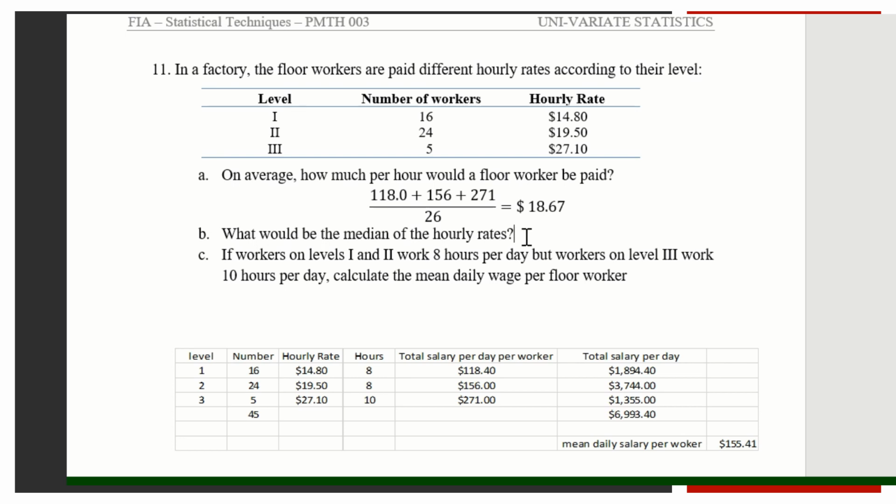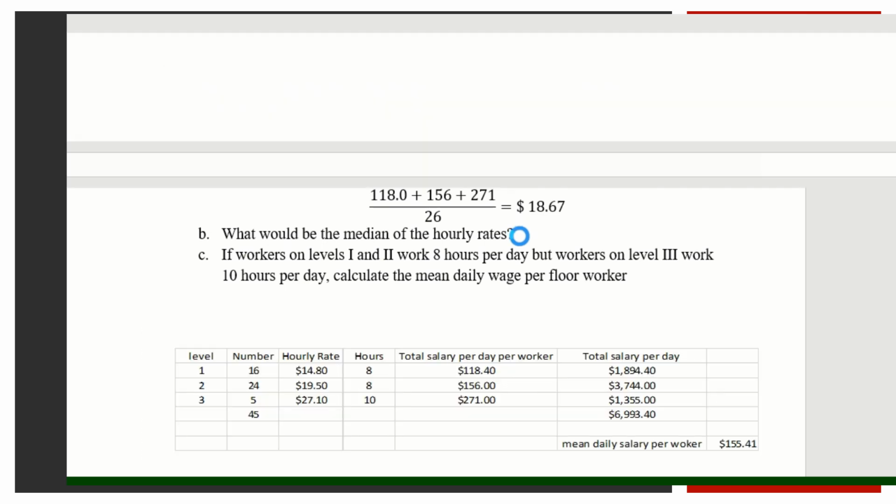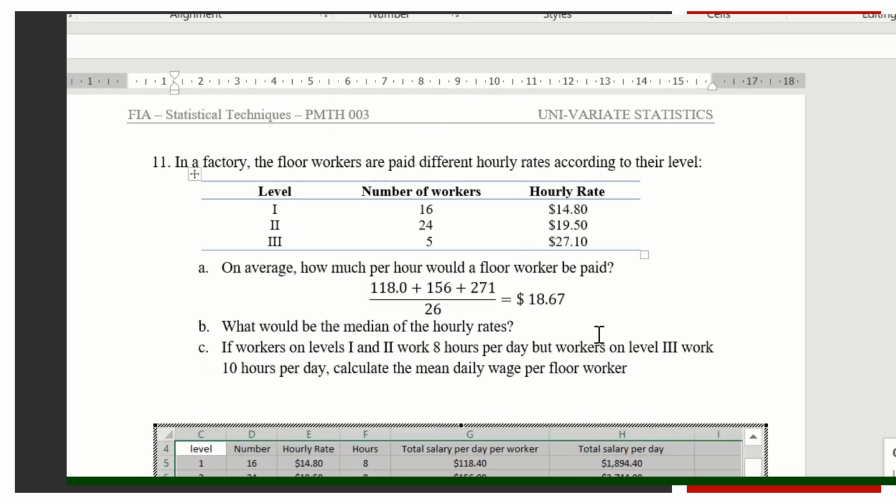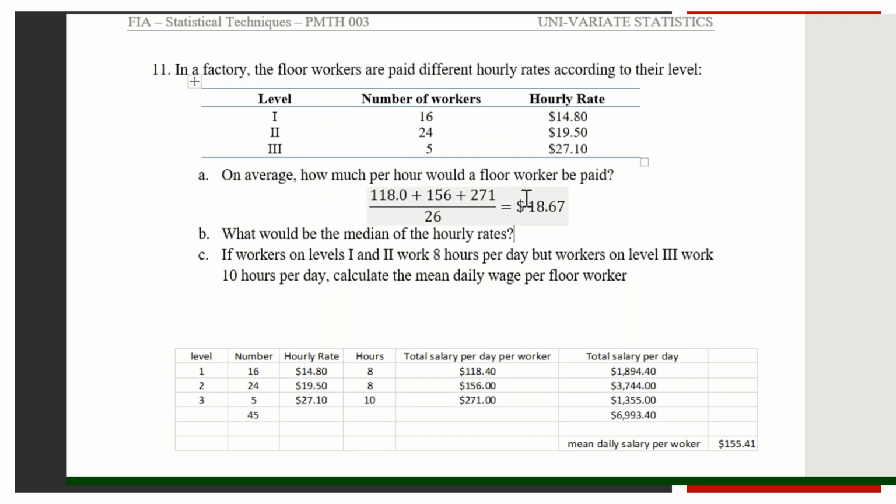What would be the median hourly rate? What's median? Middle. What's middle? N plus 1 divided by 2. 46 divided by 2 is 23. So data number 23 sits inside here, which is 19.5. Okay, which is 19.5.